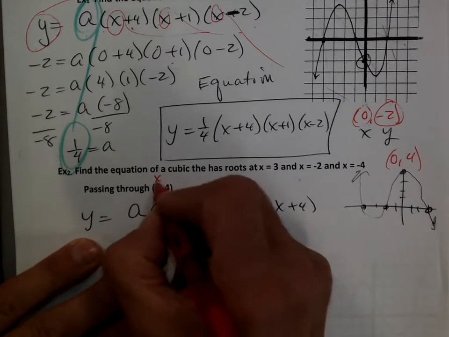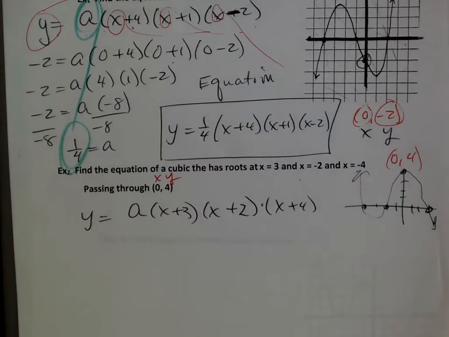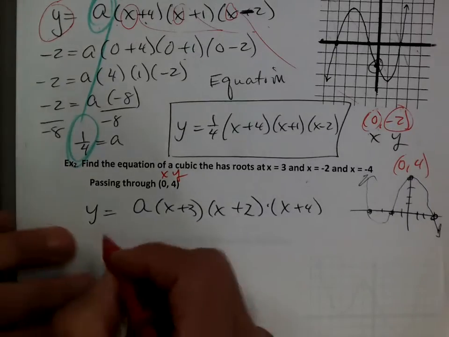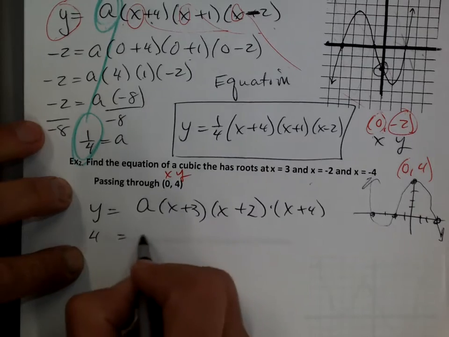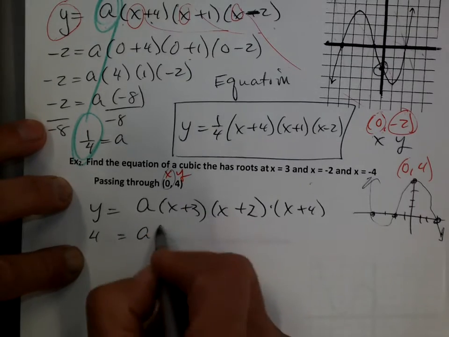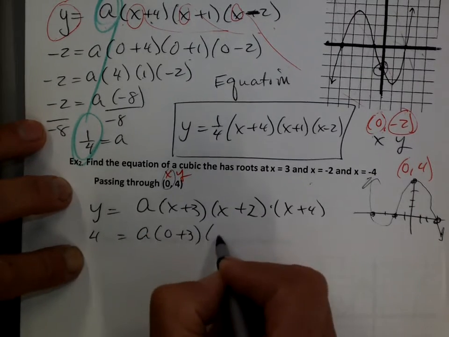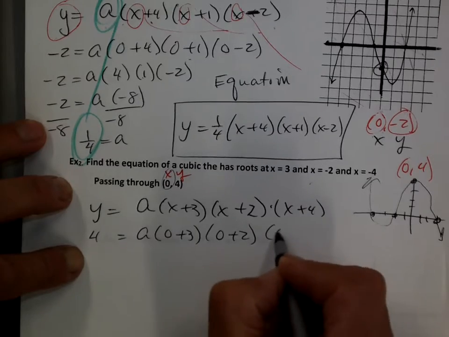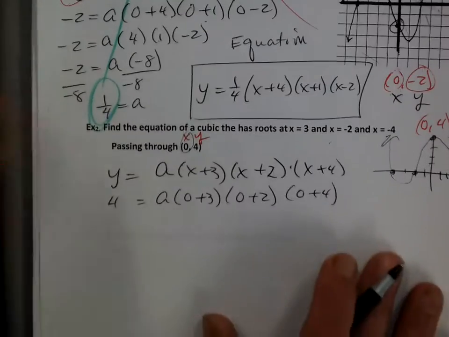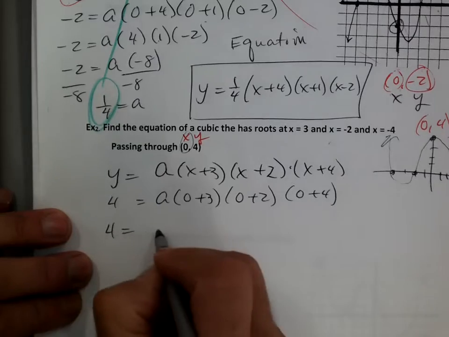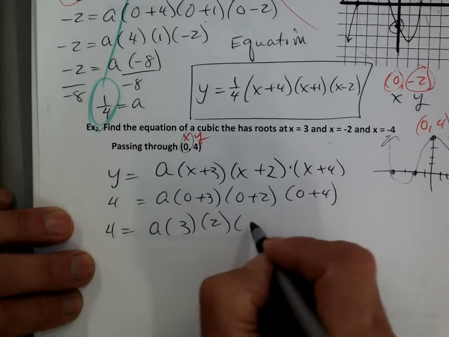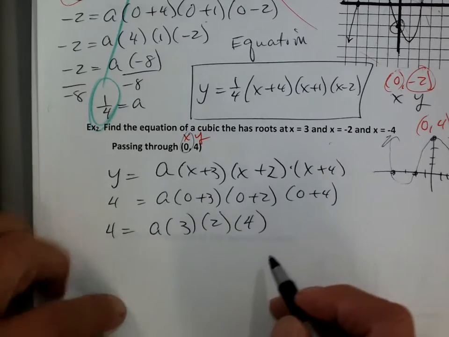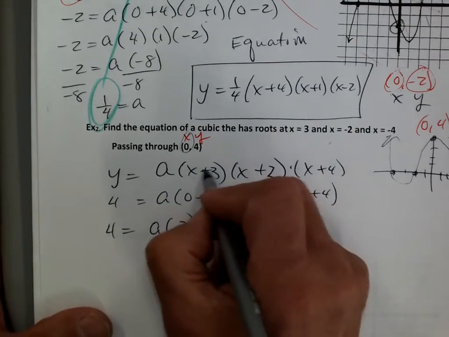So the point 0, 4, that's my x, and my y will do the exact same thing we just did. Plug in the 4 for y, and let the x's be 0. We'll get a 3 times a 2 times a 4. Well, that should be a negative 3.